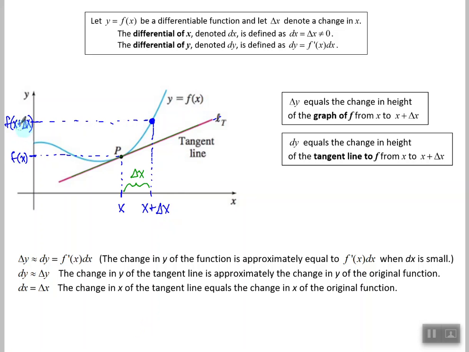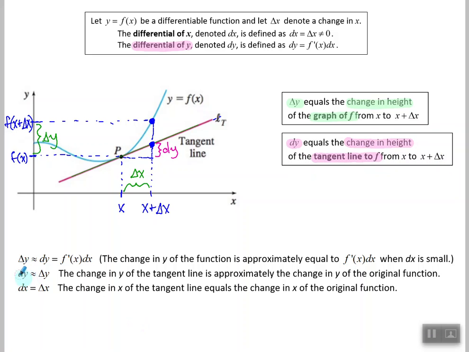Now from f of x to f of x plus delta x, that gives us a certain amount of change in y. Now we often use tangent lines to help us approximate function values, so that x plus delta x on the tangent line corresponds to that y value right there. So we've got the difference between the y value at x and the y value approximated on our tangent line, and that's going to be called the differential of y, dy. So we've got delta y, which equals the change in height of the original graph of f from x to x plus delta x. That's that change in y. And then we've got dy, the differential of y, which equals the change in height of the tangent line to f from x to x plus delta x.